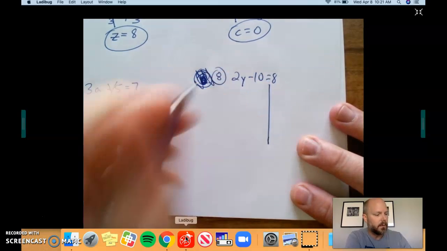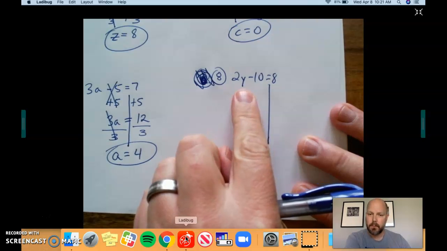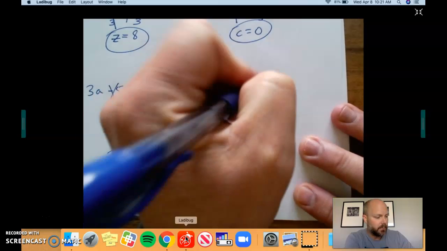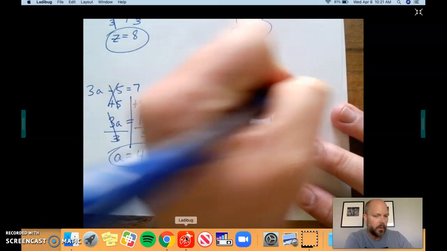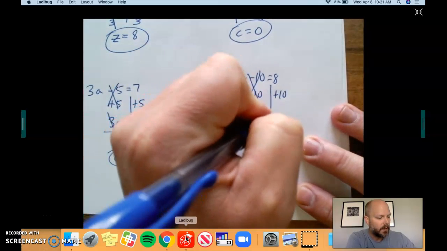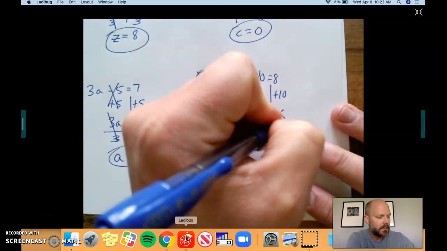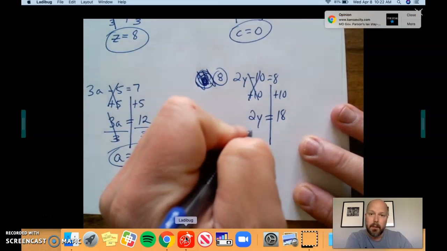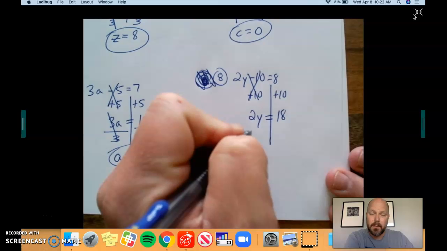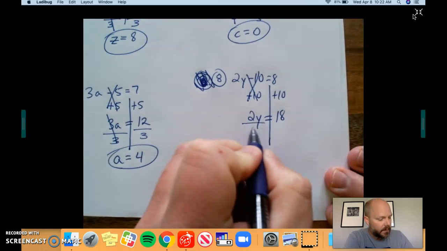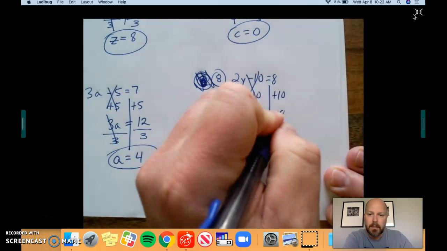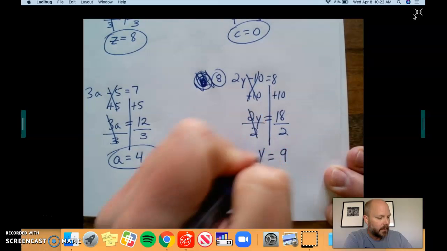Draw your line down. Start on the side of the variable. I'm going to get rid of this minus 10 first. The opposite of minus 10 is plus 10, and I need to do that on both sides. These cancel out, and I'm left with 2y equals 8 plus 10 is 18. Okay, and now I want to get rid of this 2. The opposite of multiply by 2 is divide by 2, so do that on both sides. And I'm left with y equals 18 divided by 2 is 9.